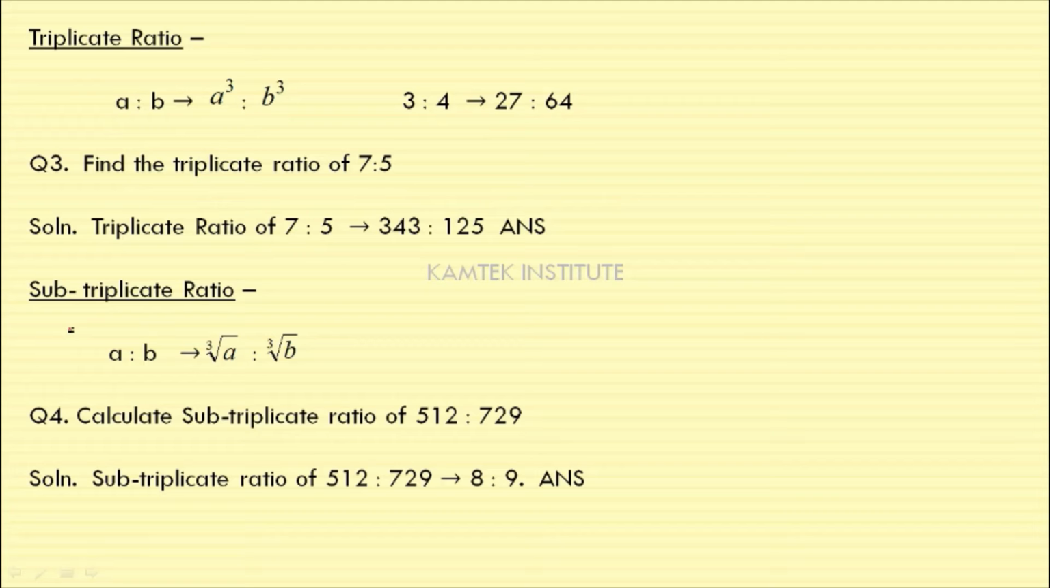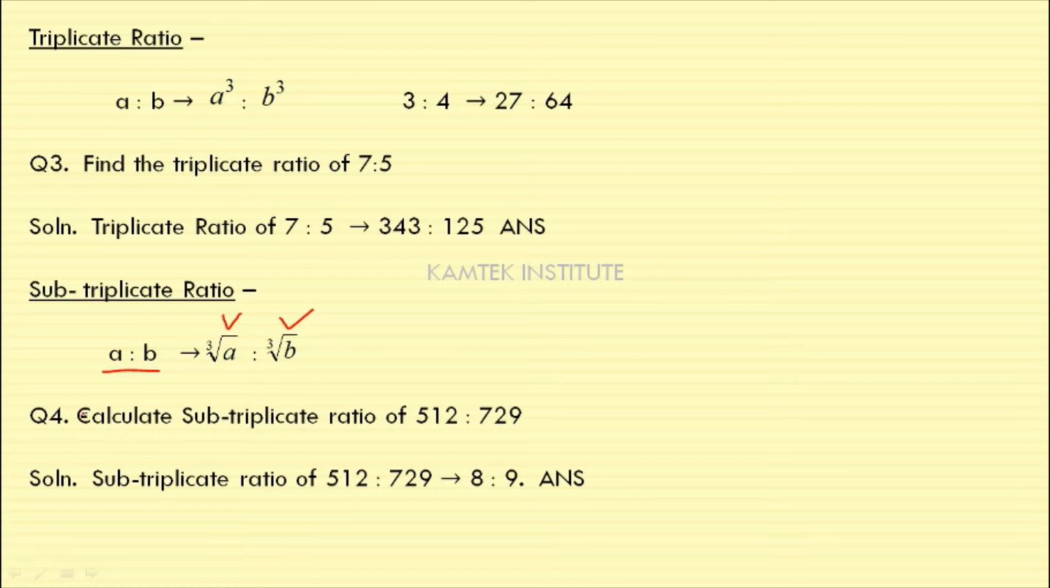Okay, so we come to sub-triplicate ratio. If two numbers are in ratio, then the ratio of their cube roots is called a sub-triplicate ratio. For example, we are given A ratio B and then the sub-triplicate ratio will be cube root of A ratio to cube root of B.